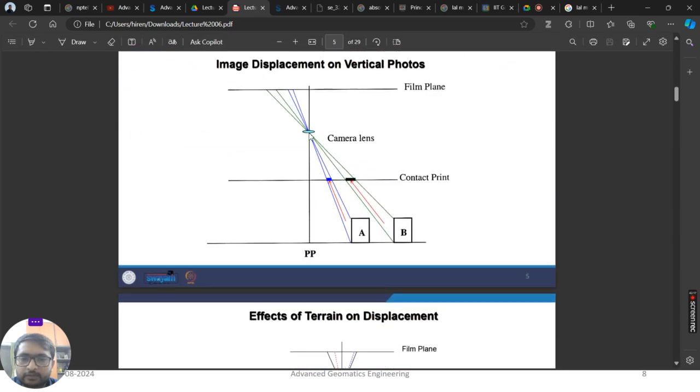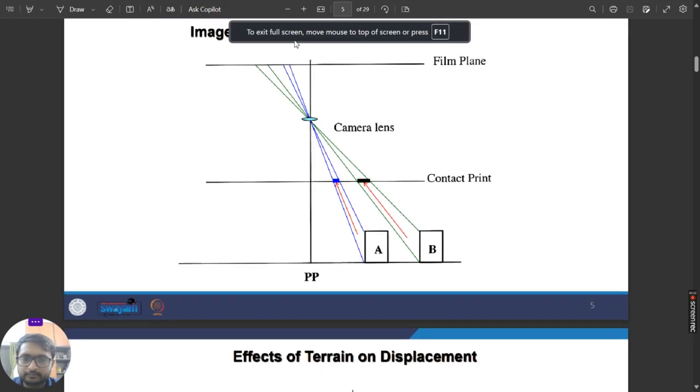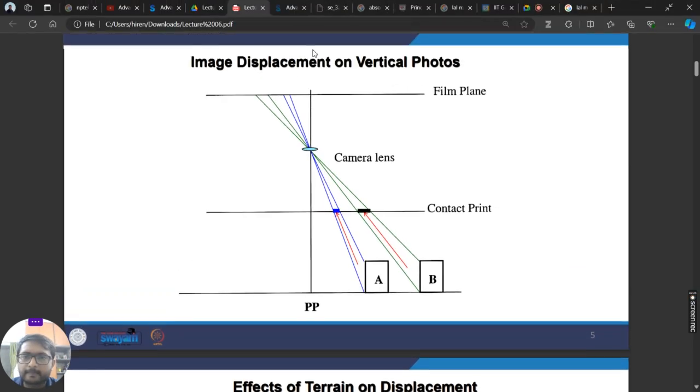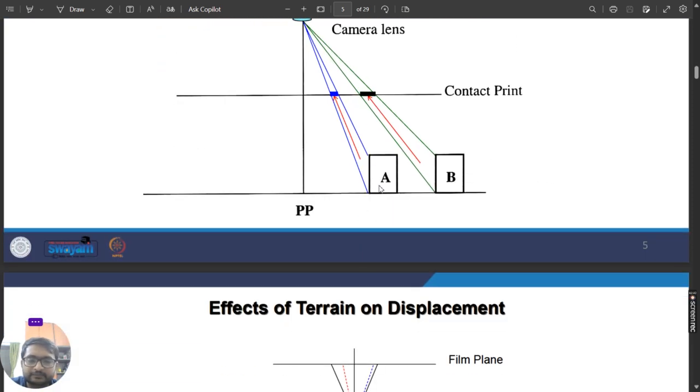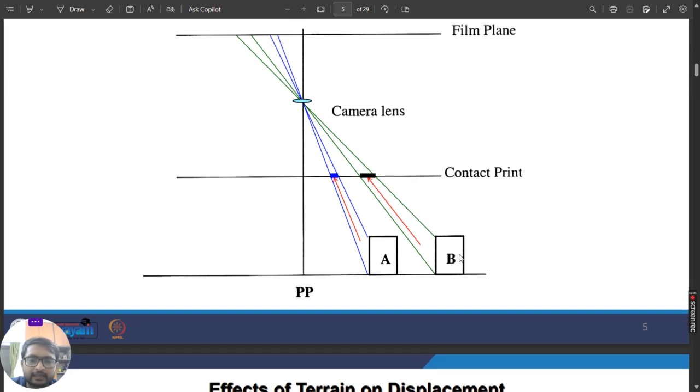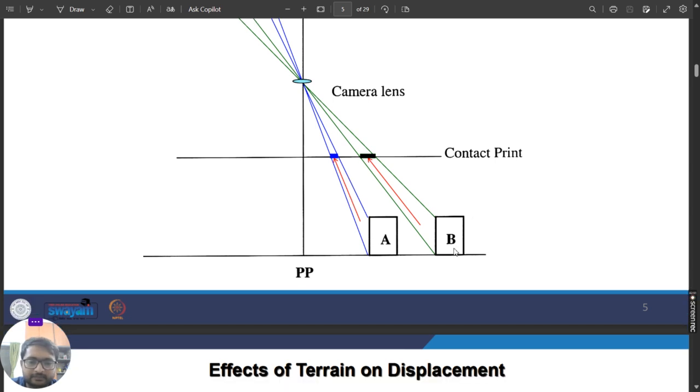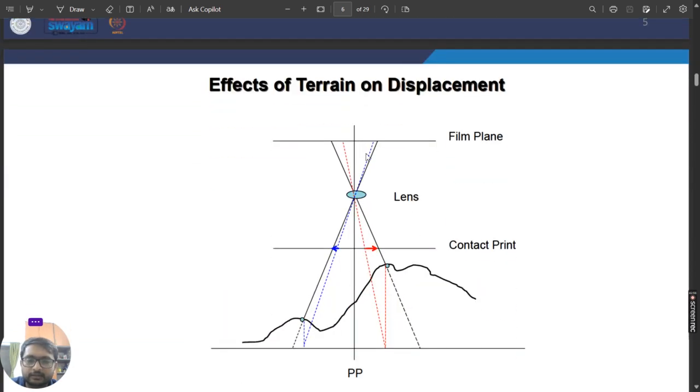So here you can see that this is a camera lens. So this is the camera lens and these are the two objects. When you take a photograph of those two objects, they will come out like this because of their height. That is known as relief. The farther the object is from the principal point, the higher the relief will be, and if it has more height, then also the relief becomes high, which is clear from the image.